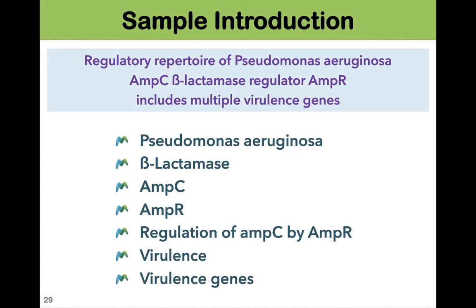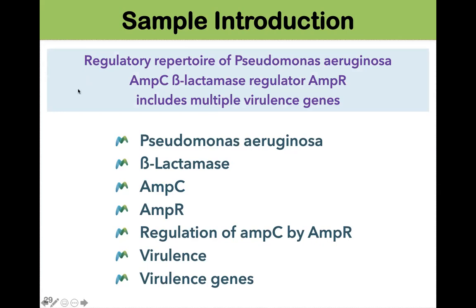So the title of this paper is the Regulatory Repertoire of Pseudomonas aeruginosa AmpC beta-lactamase regulator AmpR includes multiple virulence genes. So this is my title, right? Remember the title that guy told me to rewrite? So what do I need?